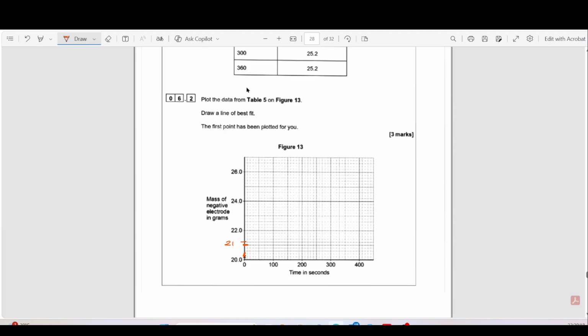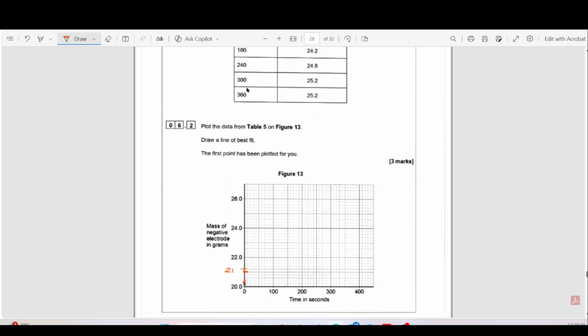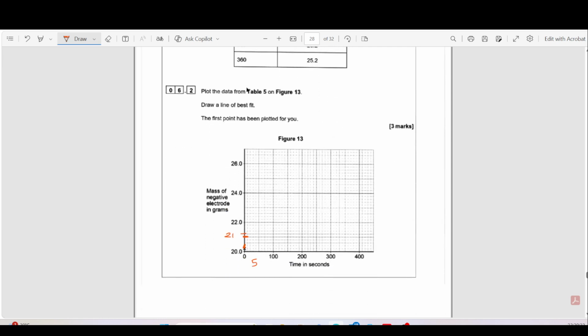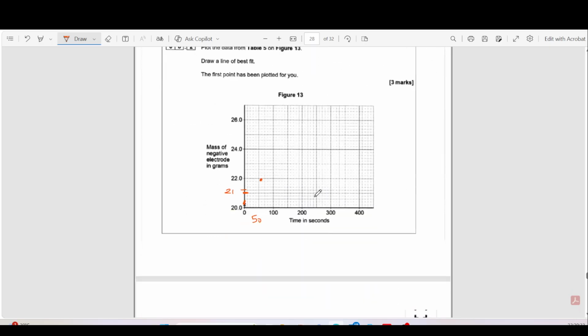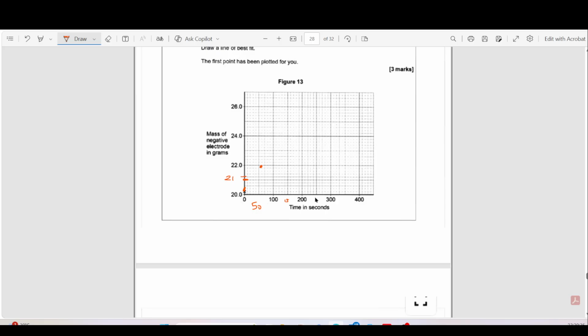Then 60 is 22, so this is 50, and suppose this is 60 and 22 here. Then 120, this is 100, as you can see here, 120 and 23.4. So this is 150, right? Because this line comes between these two, and 120 will be here. With 120 it is 23.4. So this is 23, this is 23.4. Like that you can draw all the points. Let me quickly draw it. 180 will be somewhere here.